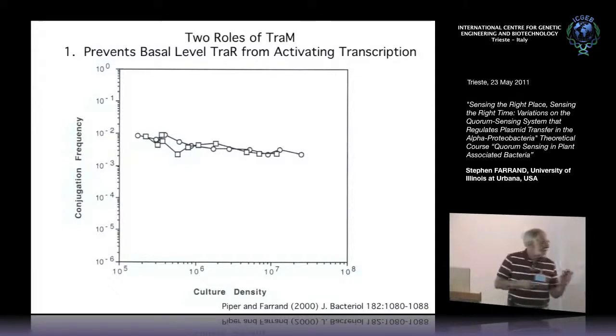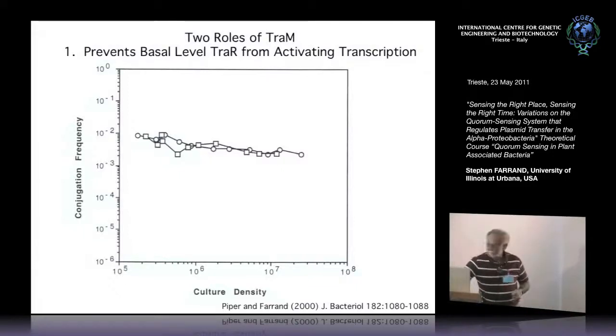So I have a question. Well, that happens even in a Tra-I mutant? You will not see anything in a Tra-I mutant because you're not making any acyl homoserine lactone. If you provide acyl HSL, I will show you some experiments, and actually it turns out to be a very useful tool to look at. Okay? I'll get to that, Pete.